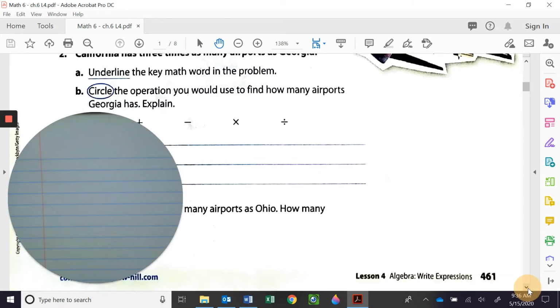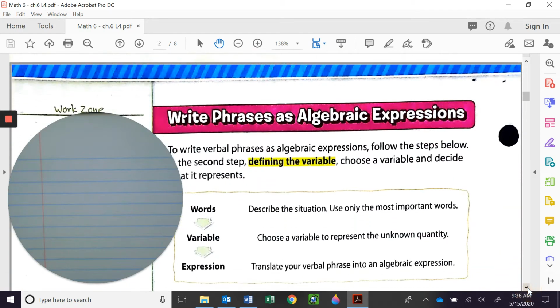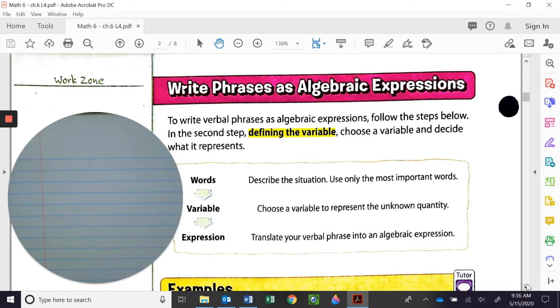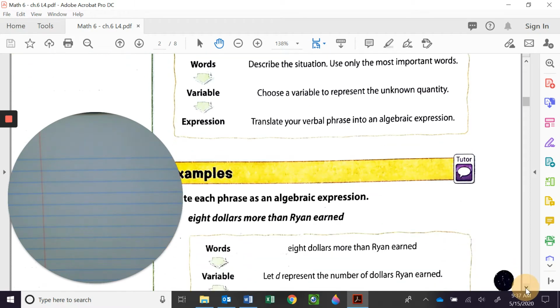So let's look here. Write phrases as algebraic expressions. To write verbal phrases as algebraic expressions, follow the steps below. In the second step, defining the variable, choose a variable and decide what it represents. So you're going to look at the words, figure out what variable you want to use, and then write it as an expression.